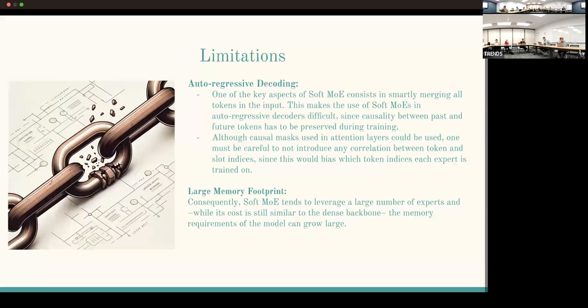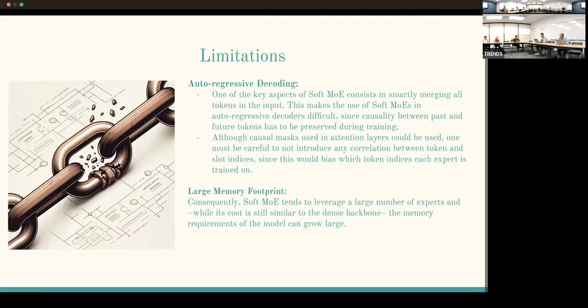The authors mentioned some of the limitations. One of the limitations is that soft MoE is merging. I think Sergey was also pointing this out, it's merging all of the tokens in the input. So you do not have the causality between the past and the future tokens. It's all mixed together. So it would be hard to do this outside of ViTs, where you're using a transformer decoder.